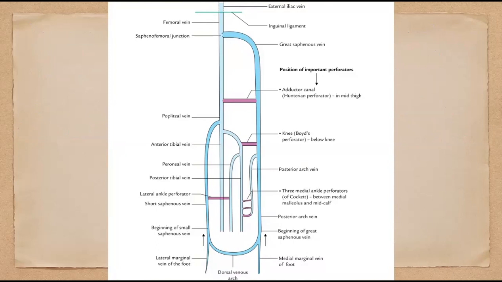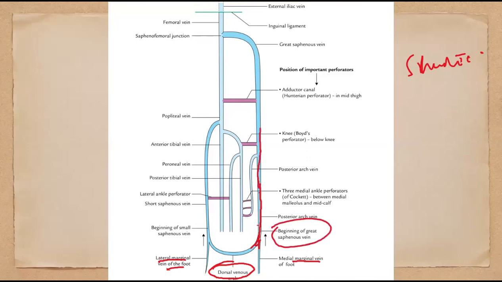You see, this is the whole venous system of the lower limb in schematic representation, right? This is the dorsal venous arch, right? So this dorsal venous arch, medial marginal vein, lateral marginal vein, remember this. From these two arises the great saphenous vein. See, beginning of great saphenous vein. It goes all the way to empty into the saphenofemoral junction, right? It empties into the femoral vein.